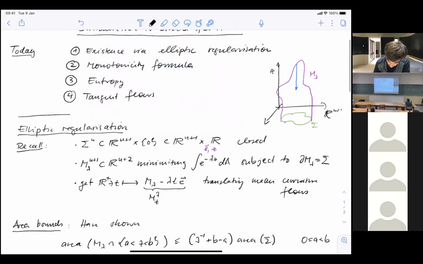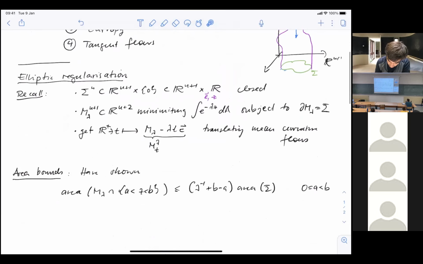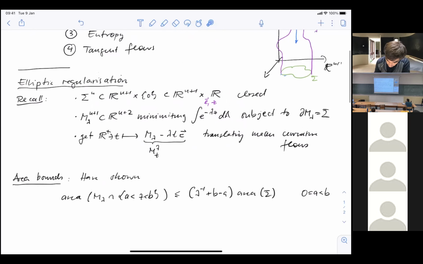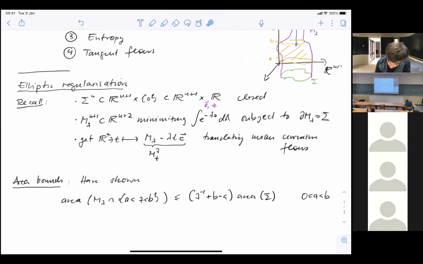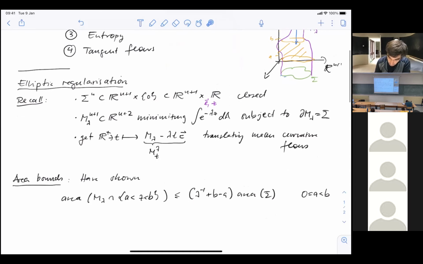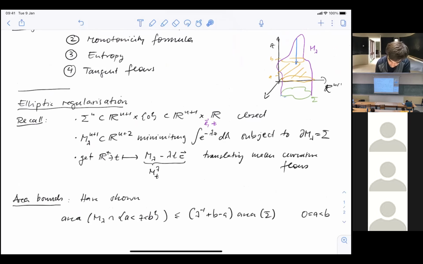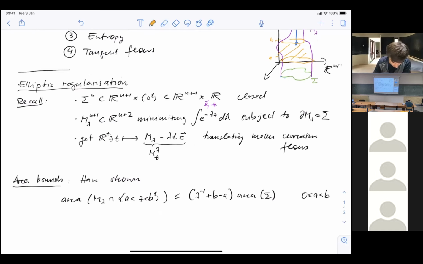Now, what have we shown here? This is the important part. We have shown last time that if you look at the area of M_lambda inside a slab between heights a and b, here's b, here's a, this area is always uniformly controlled by lambda inverse plus b minus a times the area of sigma. Here's the n-dimensional area, and this is the n+1 dimensional area. What does this imply? This just implies that for these flows, they have uniform area bounds. Now, what can we do?